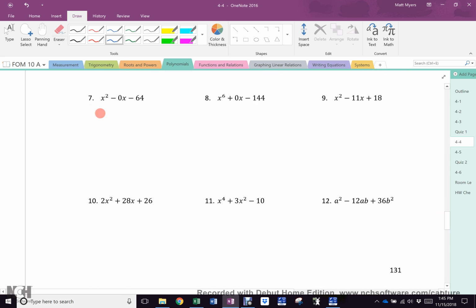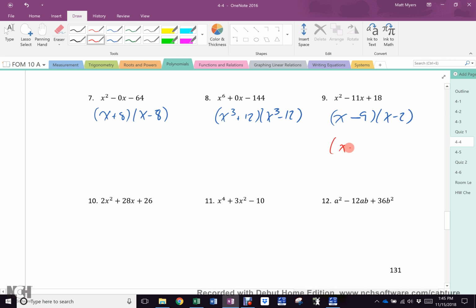And then x plus 8, x minus 8, and then x cubed plus 12, x cubed minus 12, and then x minus 9, x minus 2. Of course, anything that's written as this, you can change the order, but you got to be careful not to change the signs.